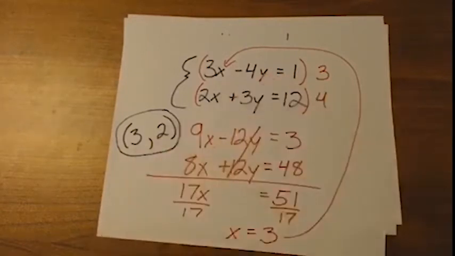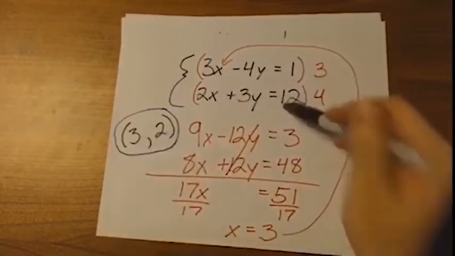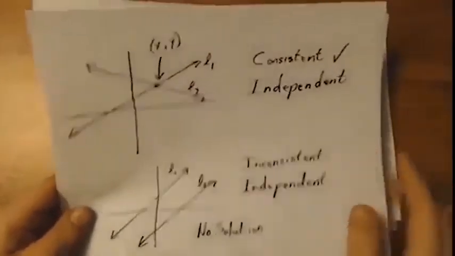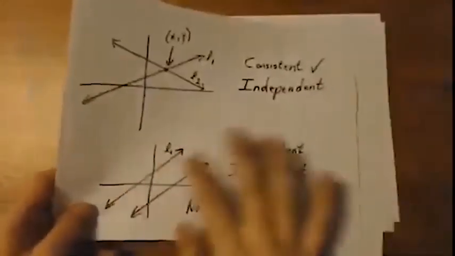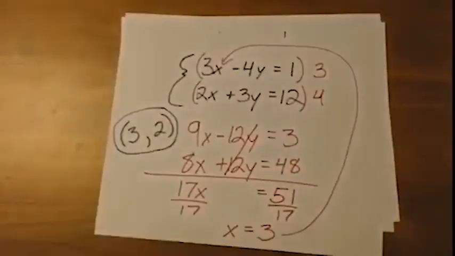You could always check, put the x and y into both original equations. As long as both equations check out, you know you're right. Now, let's look at some special systems. Example 3 says solving an inconsistent system. What did inconsistent mean? Inconsistent meant that there is no solution. If we graphed it, it would be parallel lines that never intersect.